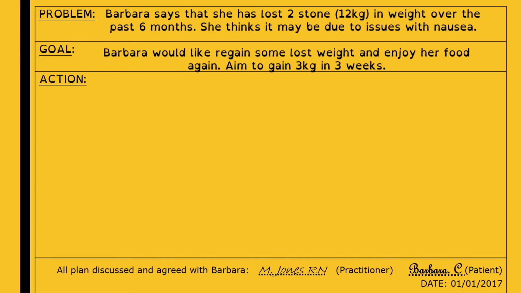Goal. Barbara would like to regain some lost weight and enjoy her food again. Aim to gain 3 kilos in 3 weeks. So the goal is personalised. We've identified and acknowledged what Barbara would like to happen for her well-being and for her comfort. And we've put the realistic, appears to be realistic at this point, goal of to gain some weight in the next 3 weeks. But the potential seriousness of the problem is reflected in the actions.